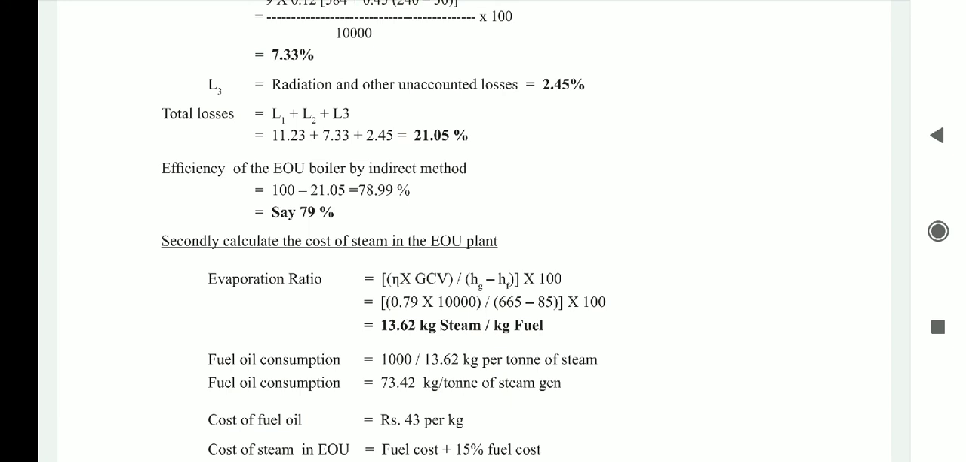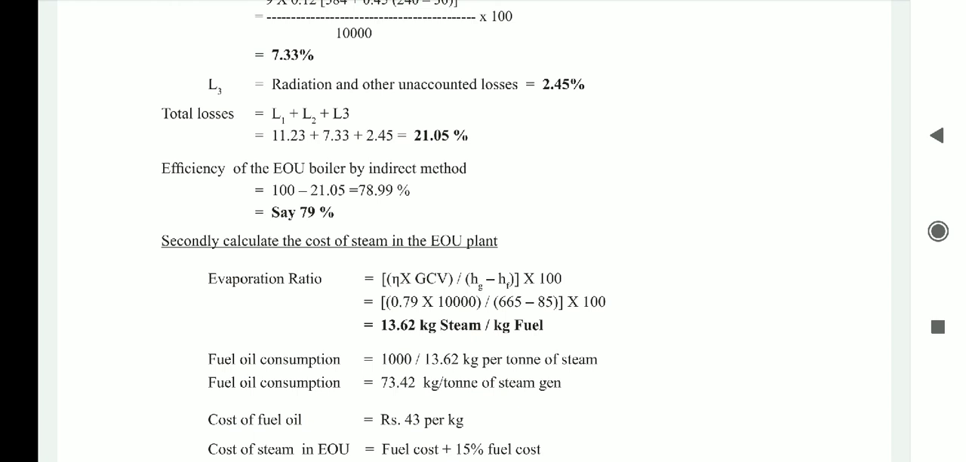Then fuel oil consumption. For 1 ton of steam, we get 73.42 kg of fuel. With the above calculation, for 1 kg of fuel, we have 13.62 kg of steam. Then for 1000 kg of steam, we get 73.42 kg of fuel. Okay, then we get 73.42 kg per ton of steam. 1000 kg is equal to 1 ton.